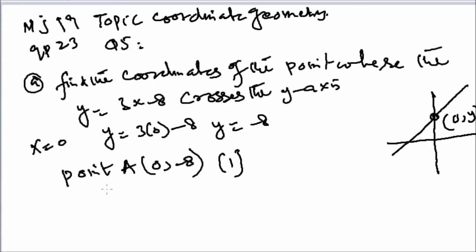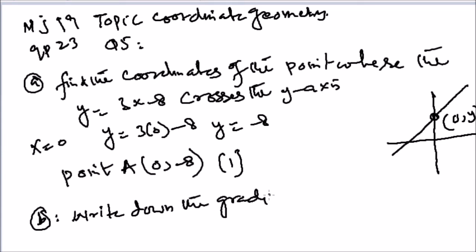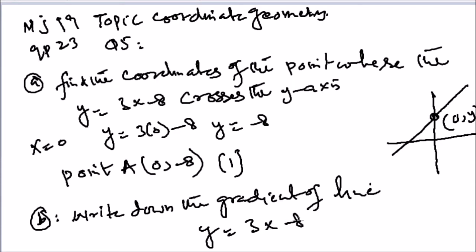Okay, now the next part. Part B says, write down the gradient of the line. This is a very simple thing. Write down the gradient of the line y is equal to 3x minus 8.